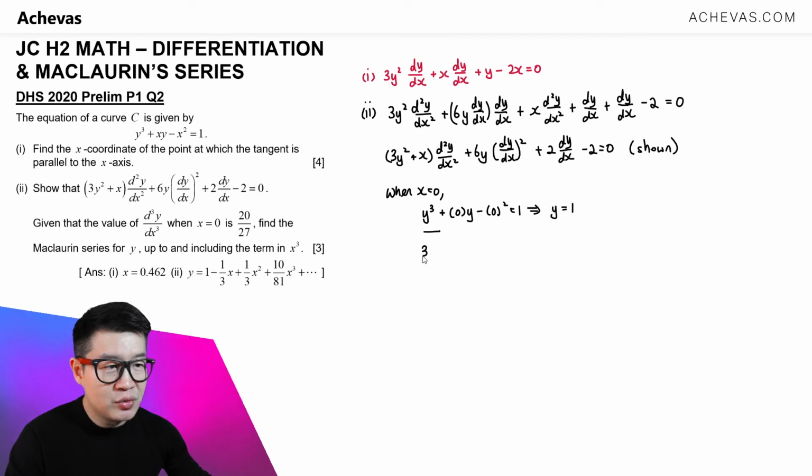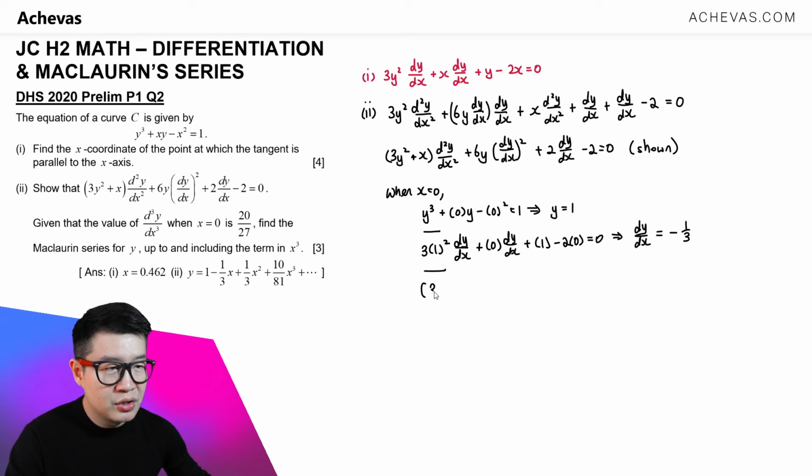Next, I'm going to work on dy dx equation. So this is going to be 3 times of y, which is 1, so 1 to the power of 2, dy dx is what I'm supposed to find. Then plus x. In this case here, x is 0. And dy dx again is what I'm supposed to find, which will not change anything because it's multiplied by 0. Plus y, which is 1. Minus 2 times of x, which is 0. And for this, if I were to make dy dx the subject, dy dx is going to be equal to minus 1 over 3.